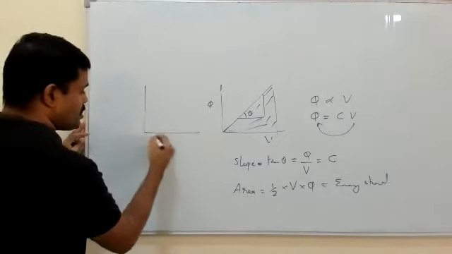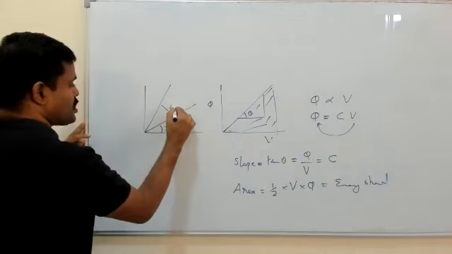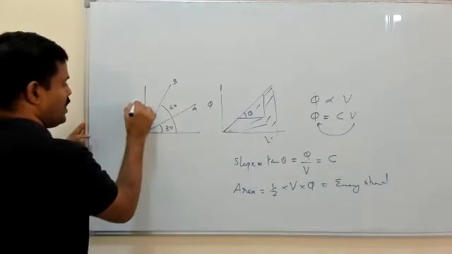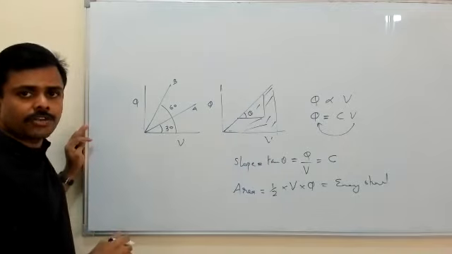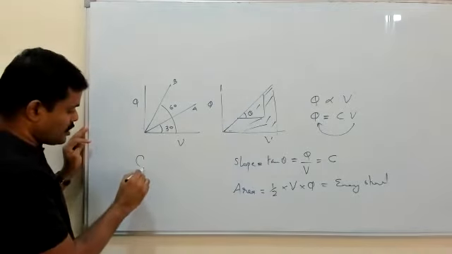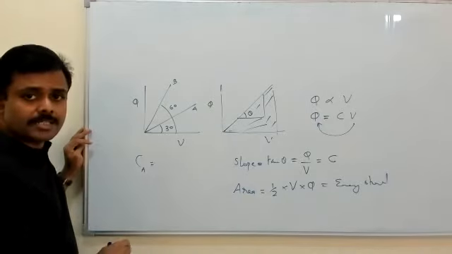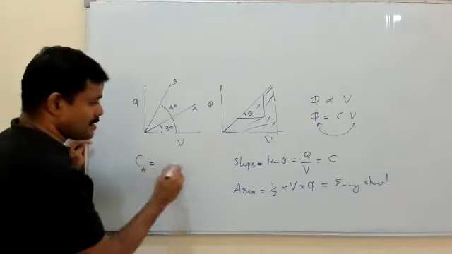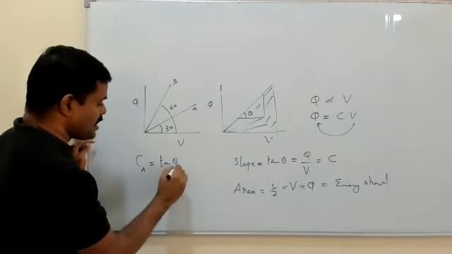And the previous question here is this. This angle is 30, this angle is 60. This is A, this is B. They were asking you to find the ratio of capacitances. How do you find the ratio of capacitances? How can you find the capacitance of A? Capacitance is given by the slope of the graph. That means tan theta A.